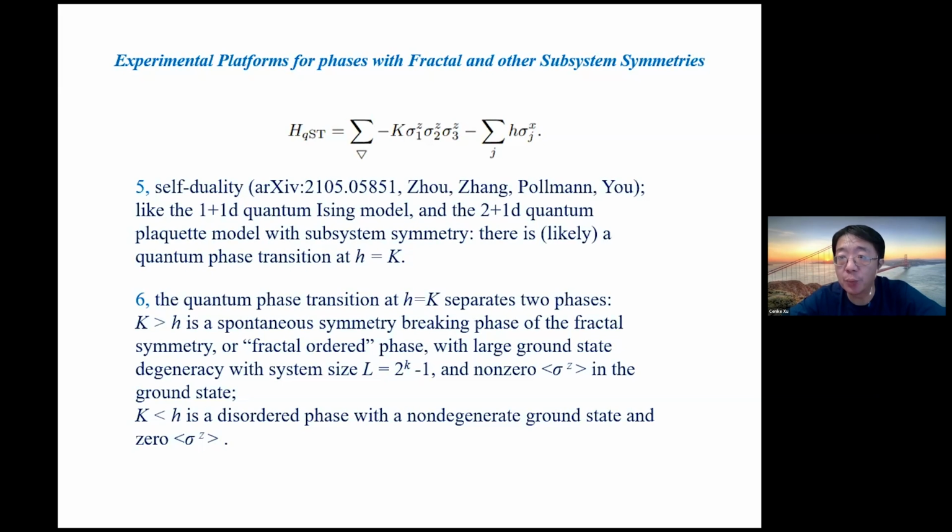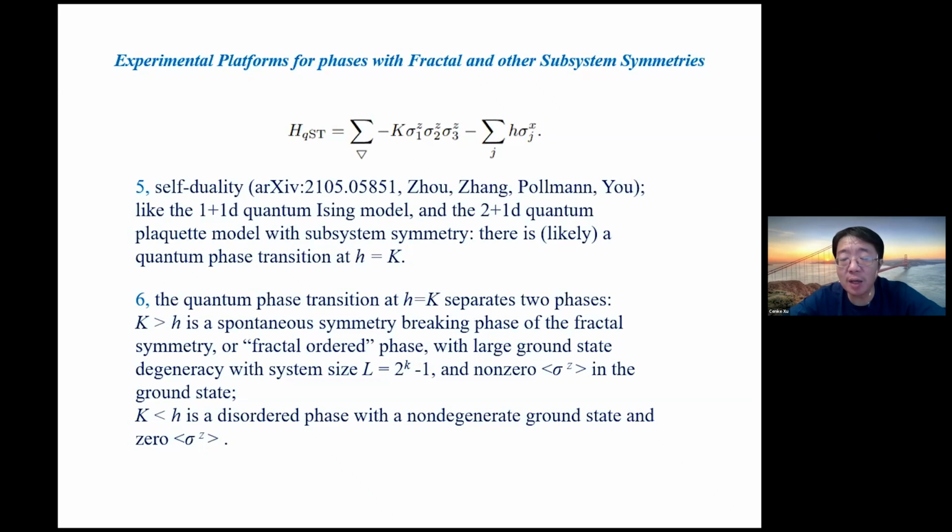Okay, it's also self-dual. We can do the same kind of duality transformation as the 1+1 dimensional quantum Ising model. There's a duality transformation which exchanges the k term and h term. So the k term will become a transverse field term in the dual variable, and the h term will become a 3-spin product term in the dual variable. This also implies that it's likely that there's one quantum phase transition at h equals k.